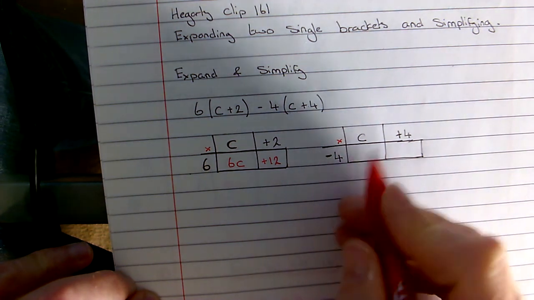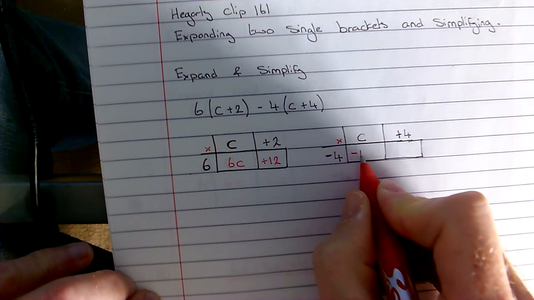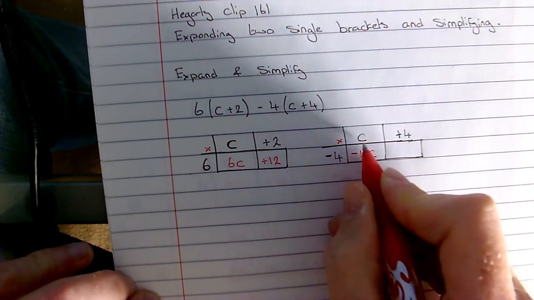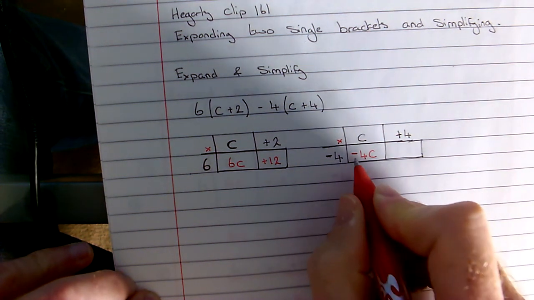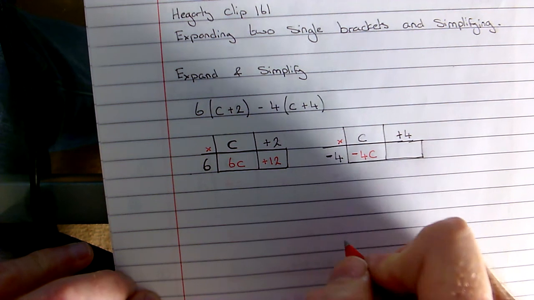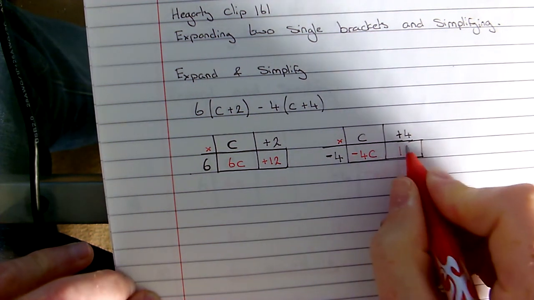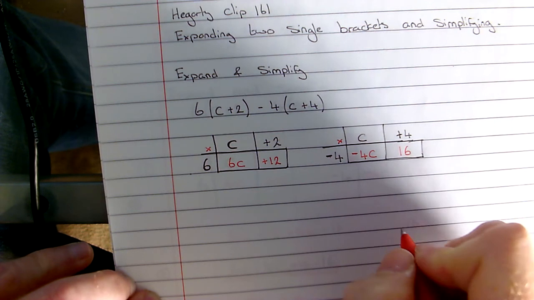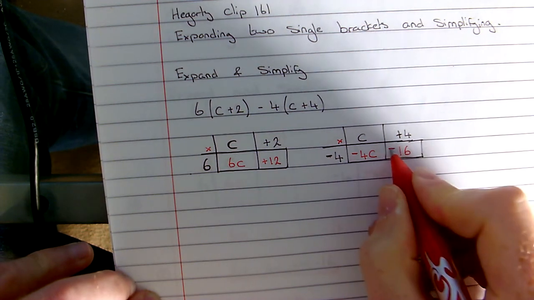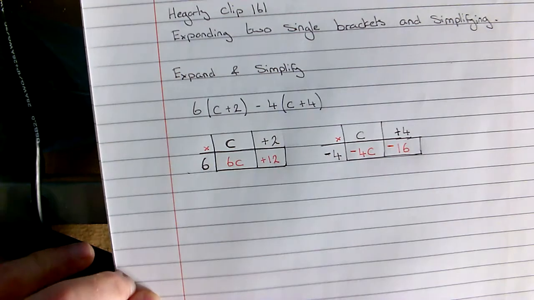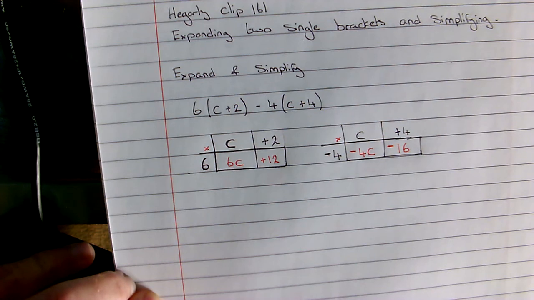So negative 4 times c, well, that's negative 4c, because a negative times a positive, well, that's going to give us a negative outcome. Okay, so 4 times 4, okay, that's 16. Now, it's negative times a positive, so that's going to be a negative outcome as well. Right, now, not quite finished.